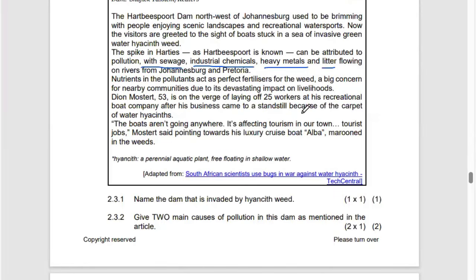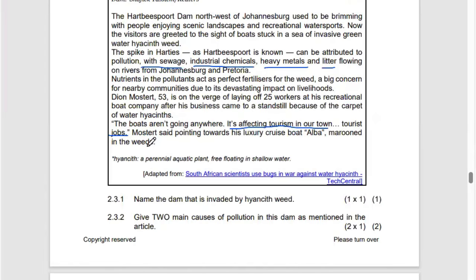Right. So if we check, both aren't going anywhere. It's affecting tourism in our town, tourist jobs. Right. So we are looking at a situation here that the boats are not going anywhere because of this. It's affecting tourism in the town. And also it implies that the tourist jobs are also affected.